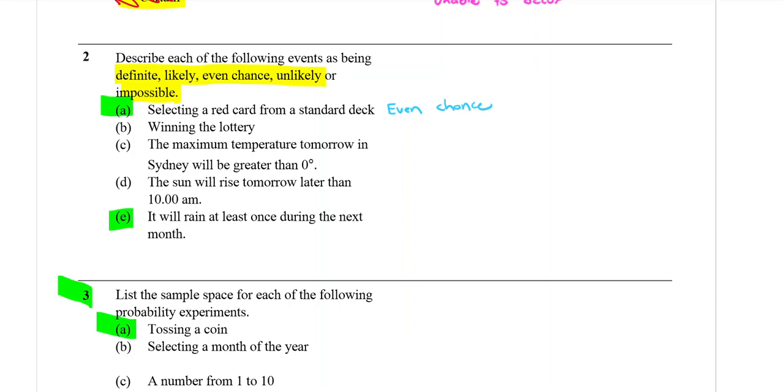If we go down to part E, how would we describe the probability that it will rain at least once during the next month? It's definitely not certain that it would happen, but I hope that it is pretty likely that it will rain at least once in 30 days. So I would describe that as likely.